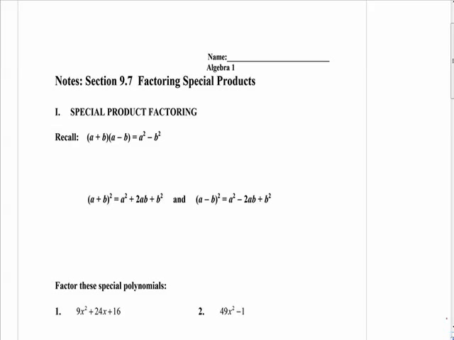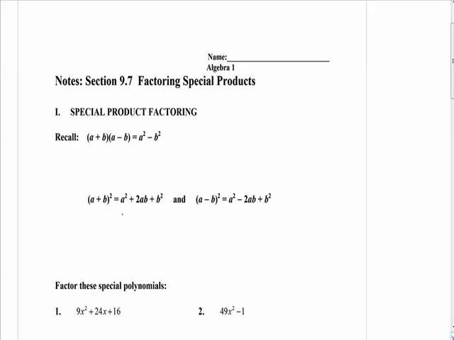And then we also learned a rule for squaring a binomial, such that you square the first term, square the last term, and to get the middle term of the trinomial, you multiply them together and double it. And it works the same whether or not there's a minus or a plus. So now imagine going backwards.